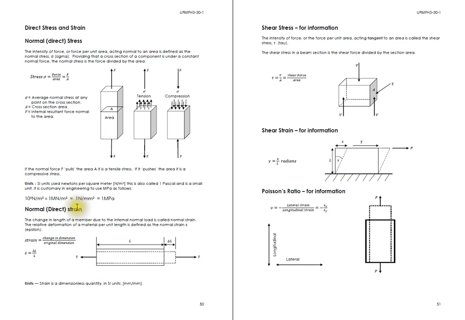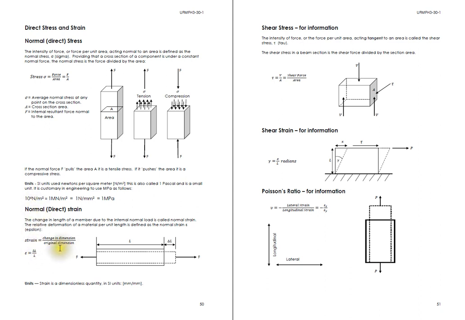Because some engineers don't like using mega, you can alternatively, instead of using meters squared, use millimeters and then make that newtons per millimeter squared. A lot of engineers like to use megapascals, which represents a mega newton per meter squared.